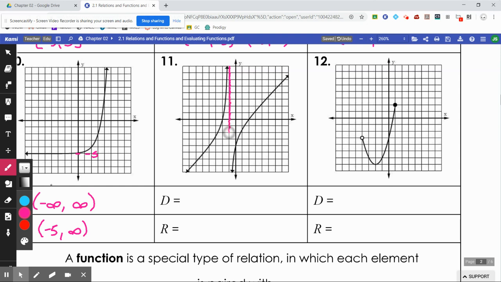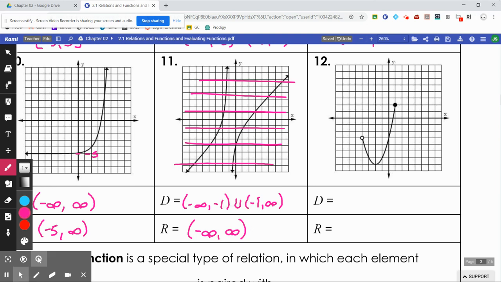Number 11, again, I have a break in my domain here. You see that I have, again, what's called an asymptote line there, but it looks like my graph goes left and right forever other than that. So I'm going from everywhere from negative infinity up to that x value, which is negative 1, not including, and then from negative 1 all the way to positive infinity, again, not including negative 1. Now, my range, though, there is absolutely no breaks in that graph. It goes up and down forever, so my range would be all real numbers.